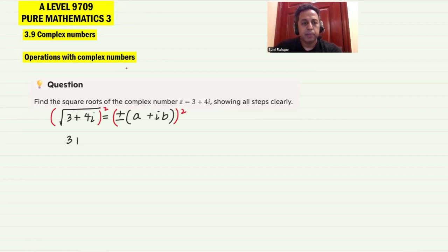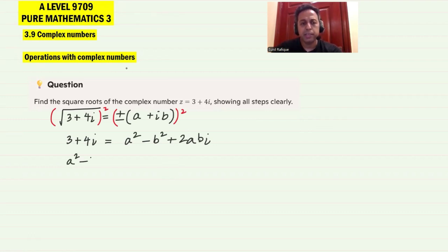This will become 3 plus 4i. And now, since I did the full explanation in the previous example, I can clearly write it like a squared minus b squared plus 2abi. So you can rewind and check how I did it earlier. It's just expanding the double bracket, right? Okay, now equating, I'm not writing it, but you can write in your exam, equating real and imaginary parts.